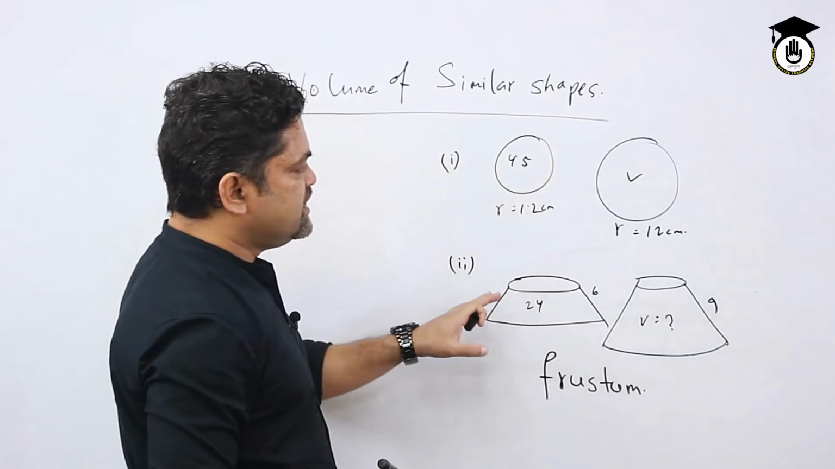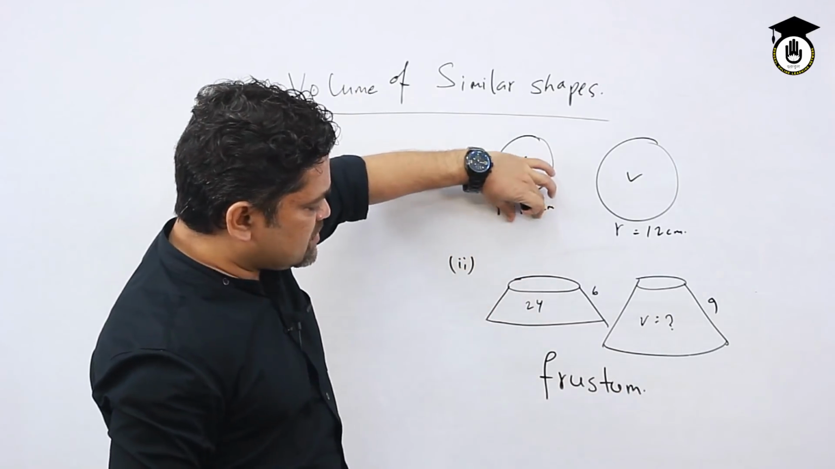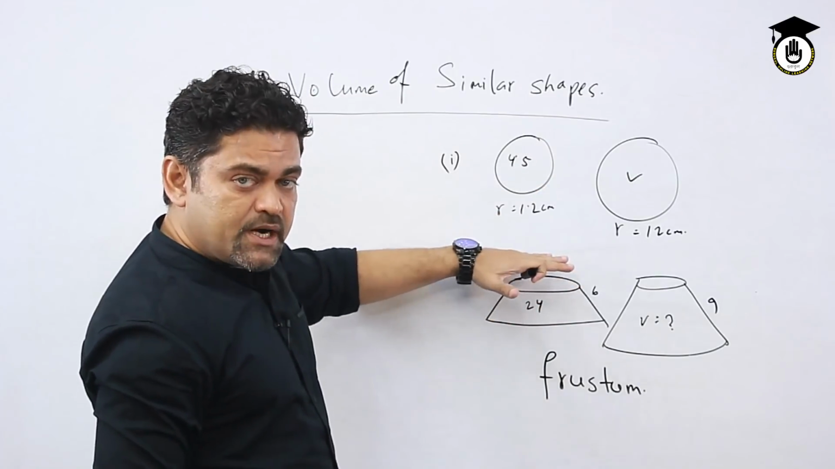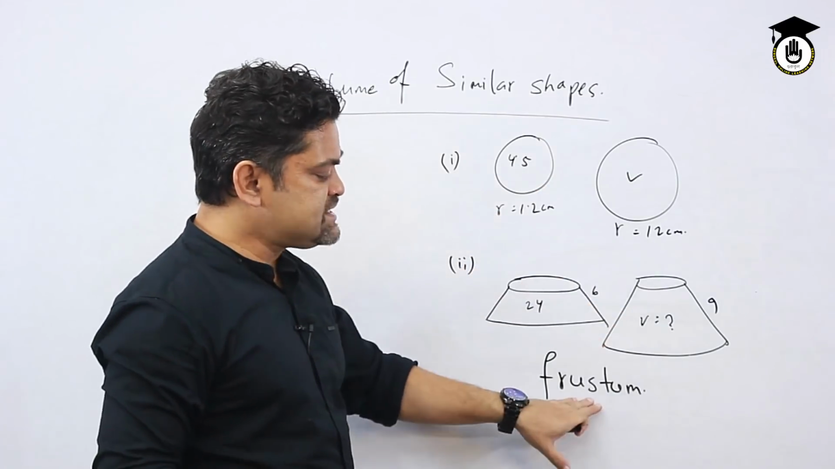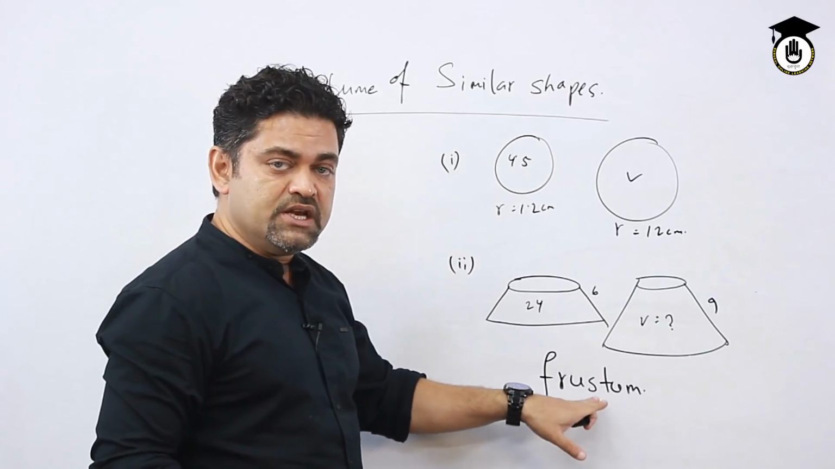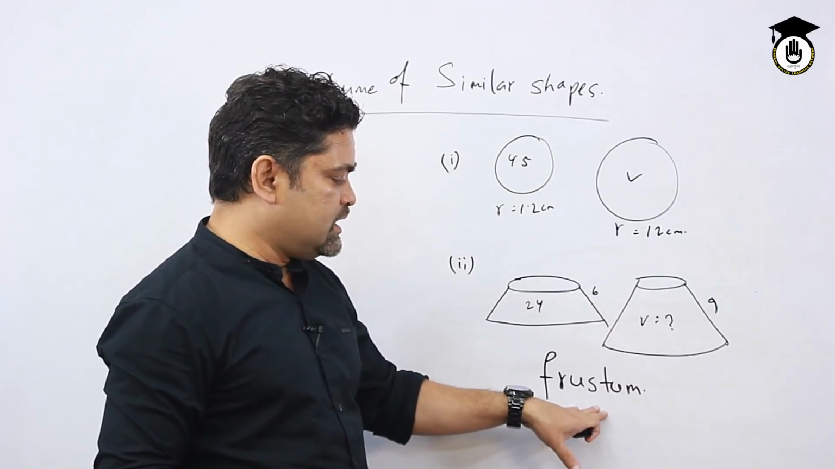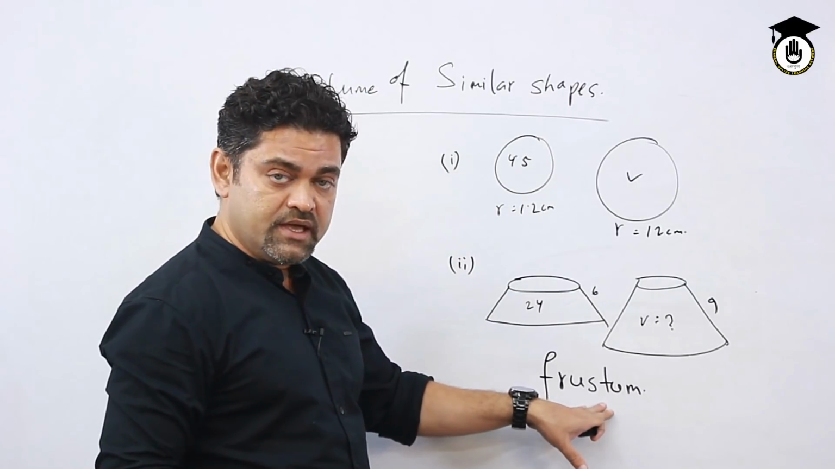F-R-U-S-T-U-M, frustum. It means that if it's a bigger cone, the full shape of the cone, and we remove the upper part, then the remaining part will be known as a frustum. It might be a new shape to our students. That's why I'm mainly discussing the volumes regarding this shape.